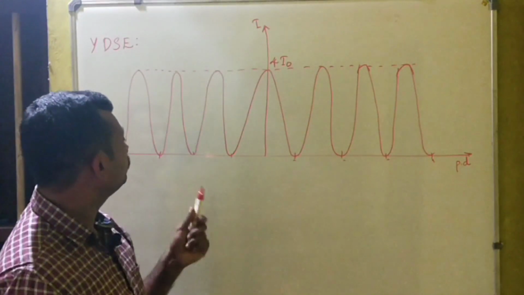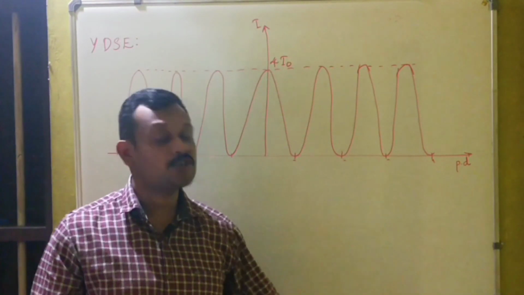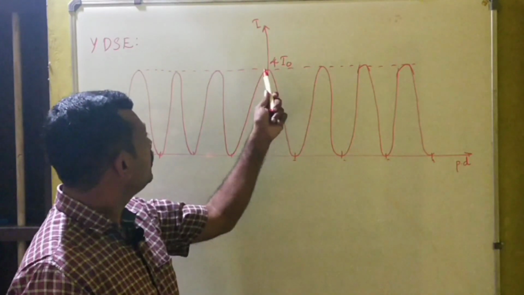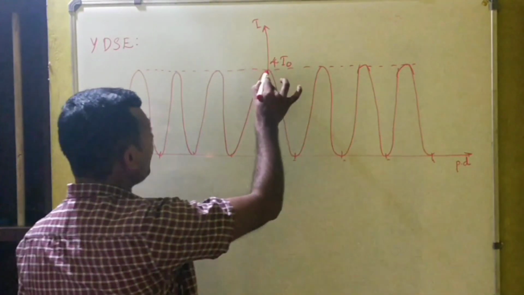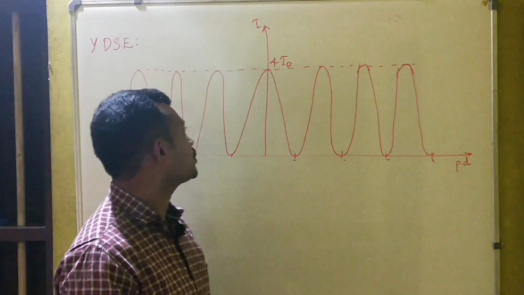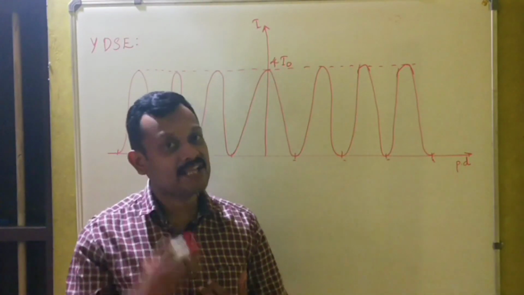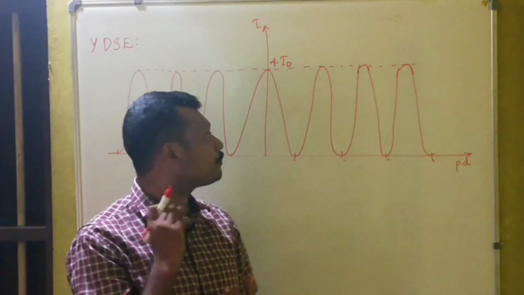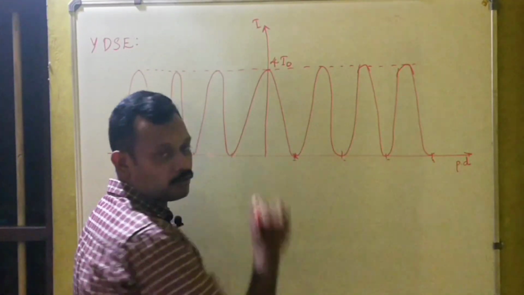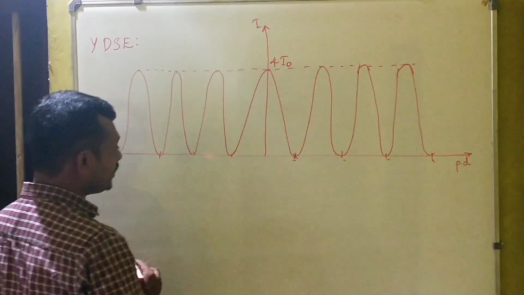The figure shows the graphical representation of Young's double slit experiment. As I told you in the previous discussion, the interference bands are uniformly illuminated bright and dark bands. The intensity of a bright band is equal to 4I0, where I0 is the intensity of each superposing wave, whereas the intensity of a dark band is 0. This is a graph between the intensity and the path difference delta x.